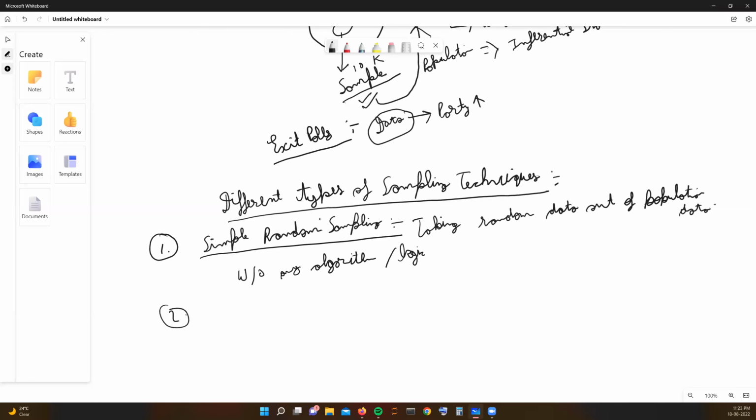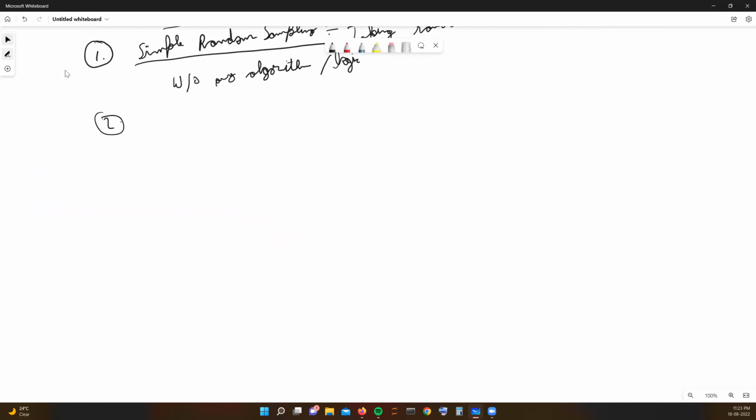The second technique that comes into the picture, and also an important one, is stratified sampling.